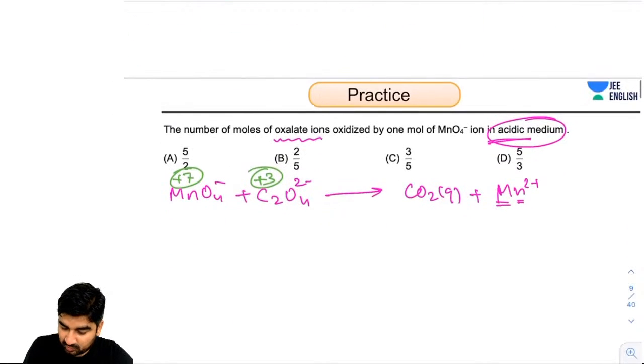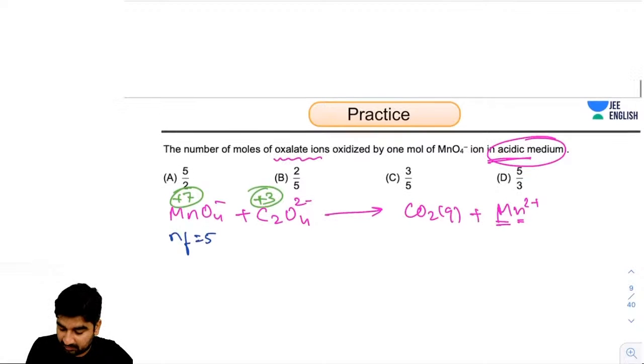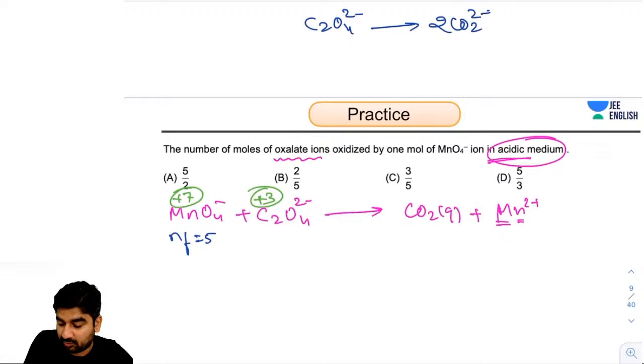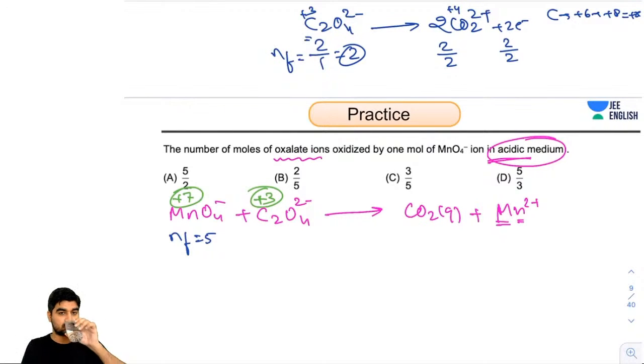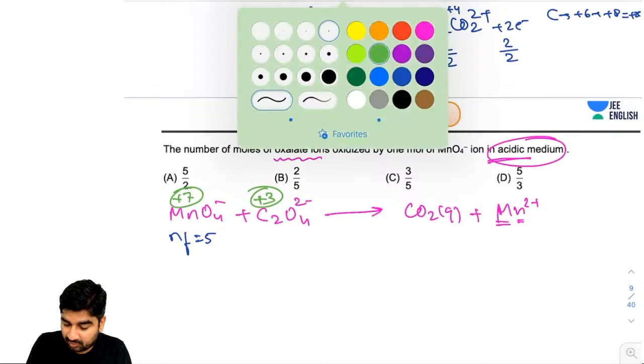So now when you are doing it, guys, the n factor of it is 5. Now if you are calculating the n factor of C2O4 2 minus, what will it be? 2CO2 because you have to balance it. Now on one carbon we have +3 to +4. So on two carbons, carbon is going from +6 to +8. So there is a loss of 2 electrons. Now divided by 2, so the n factor for this is 2. Now you know the n factor. Now how will you get it?